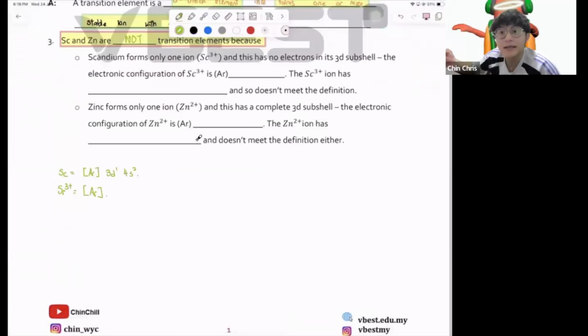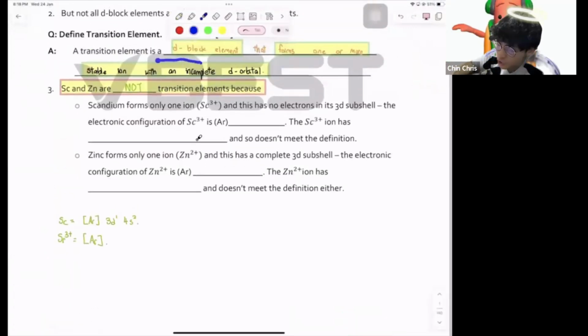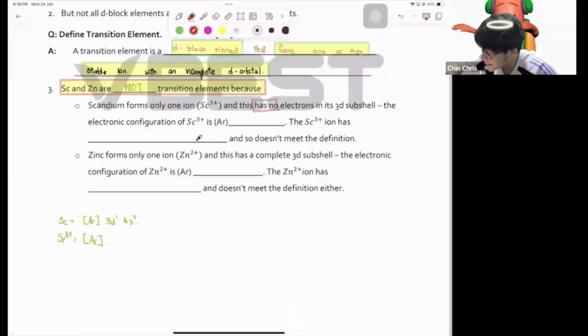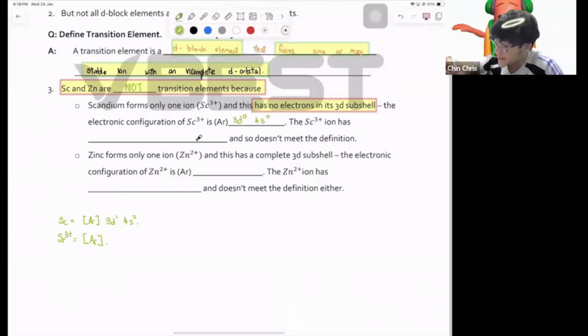So it doesn't fulfill this criterion: incomplete d orbital. You must have an incomplete d orbital. Highlight this part: no electrons in its 3d. The reason is 3d0 4s0, so scandium 3+ has no d electrons. So it doesn't meet the criterion.